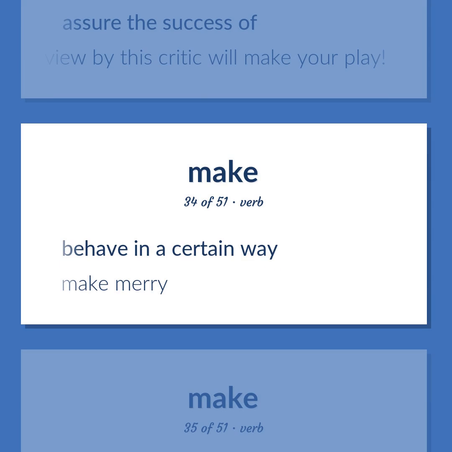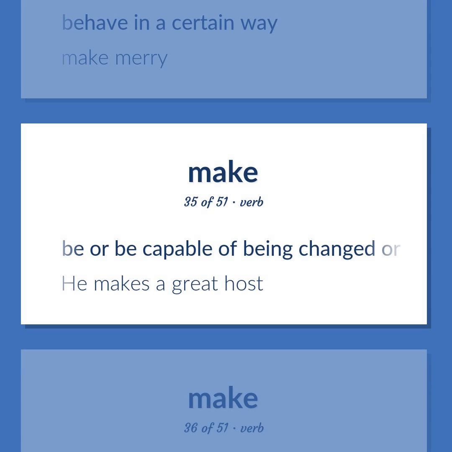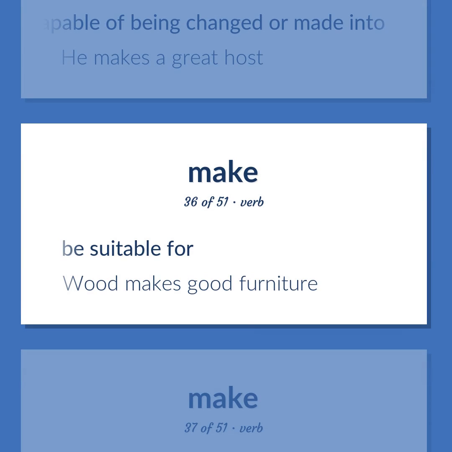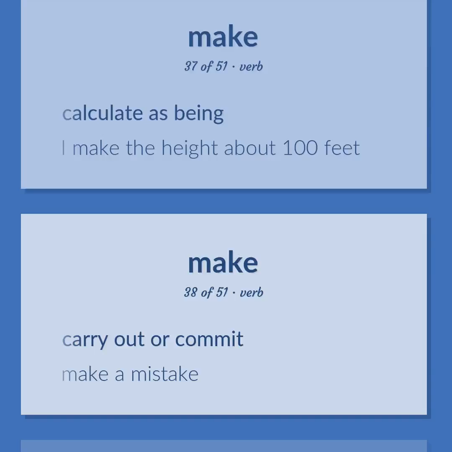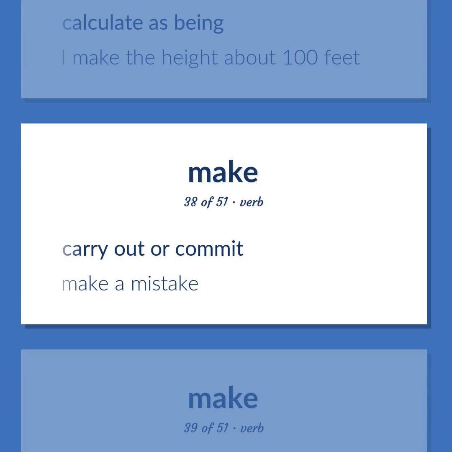Behave in a certain way. Make merry. Be or be capable of being changed or made into. He makes a great host. Be suitable for. Wood makes good furniture. Calculate as being. I make the height about 100 feet. Carry out or commit. Make a mistake.